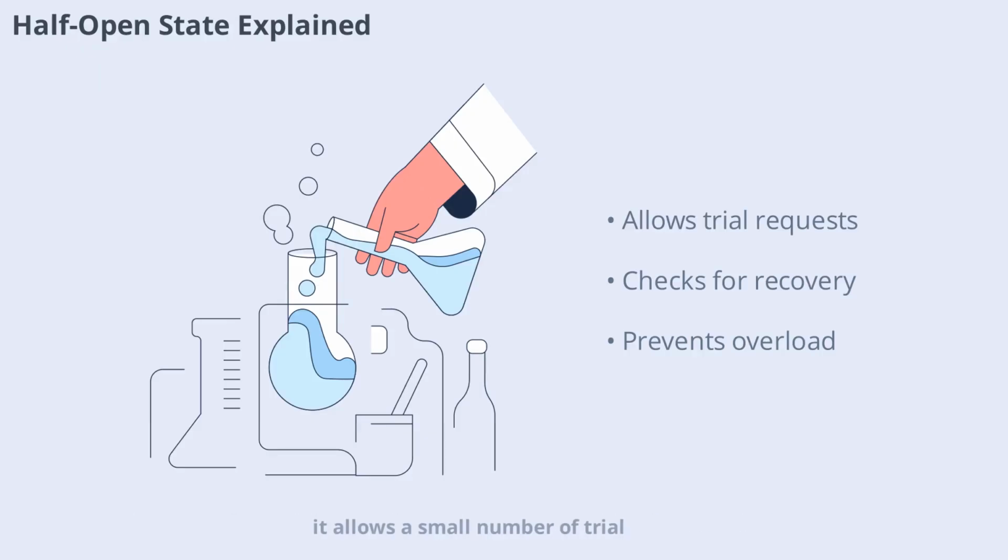Here, it allows a small number of trial requests to check if the service has recovered. If these requests succeed, the breaker resets to closed and normal operations resume. If any fail, it goes back to open and starts the timeout again. This cautious approach prevents a recovering service from being overwhelmed by a sudden flood of requests.